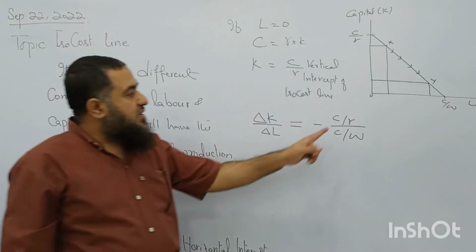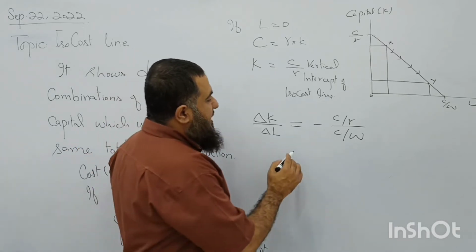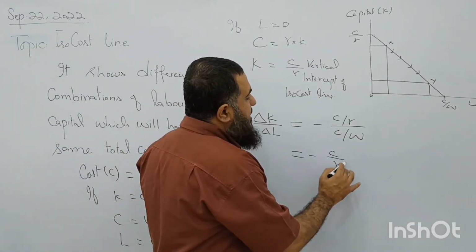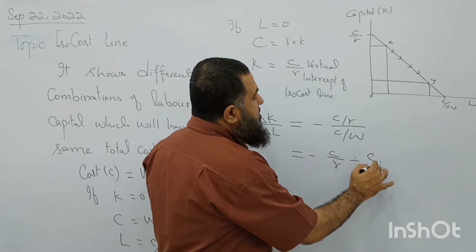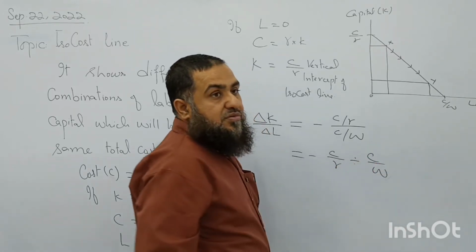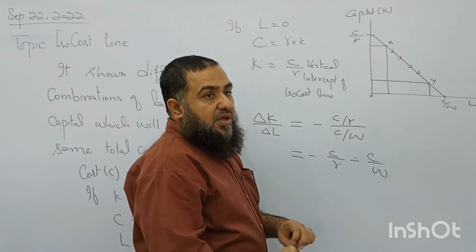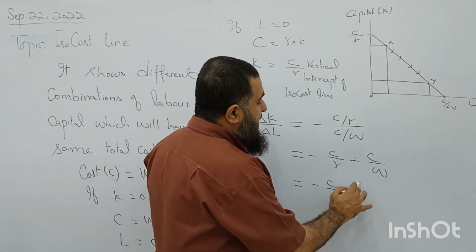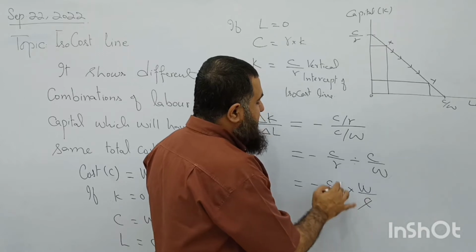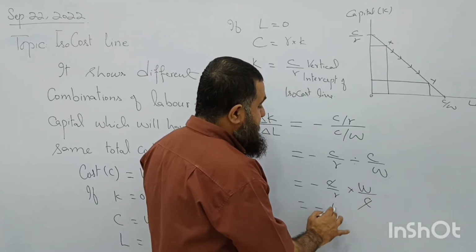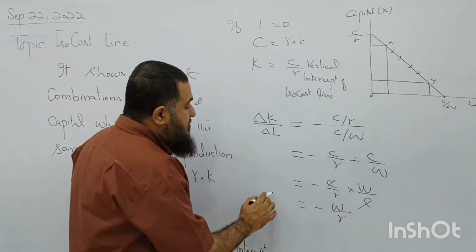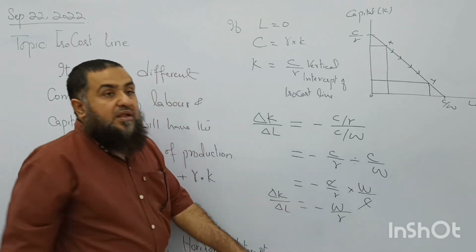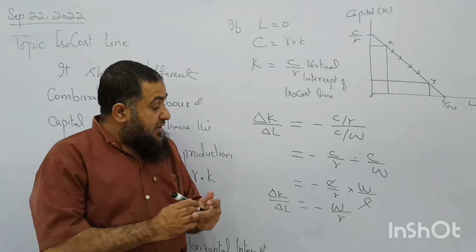This is what? C over R. Now this is a double division. How can we solve this double division? C over R divided by C over W. Reciprocal will be taken. So here C over R multiplied by W over C. So C is cancelled out. What is this? W over R. If you write over here changing K over changing L, find here, please be attentive.